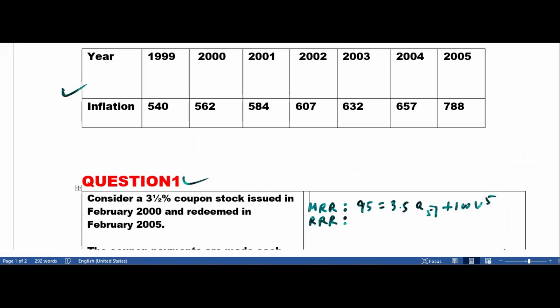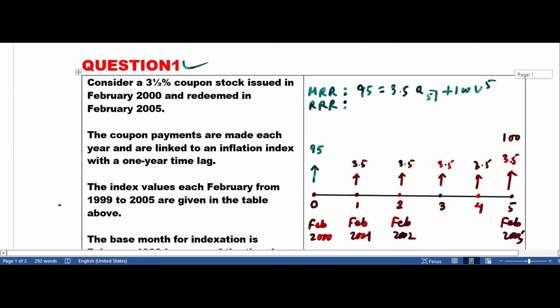The values are written. That means for whatever you need to pay 540 in 1999, for the same amount of asset or commodity, you need to pay a higher value. That means if you pay 562, you get the same commodity or asset. That means the purchasing power of money is decreasing from time to time. Now you have to find the real value of 3.5.